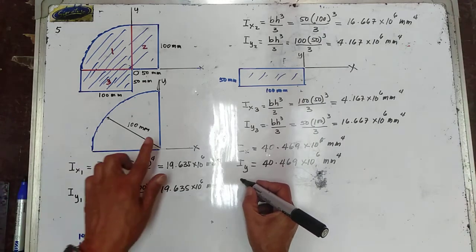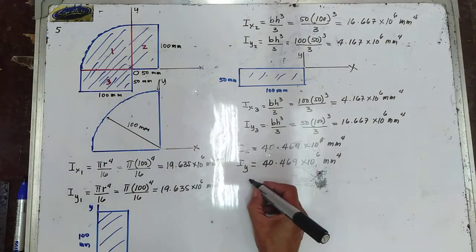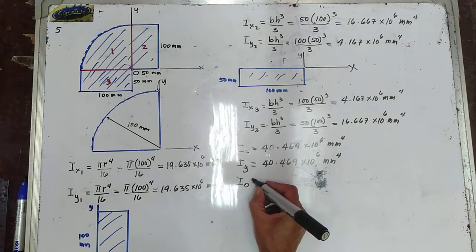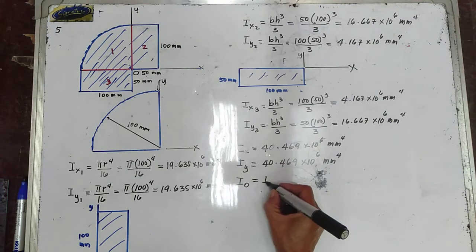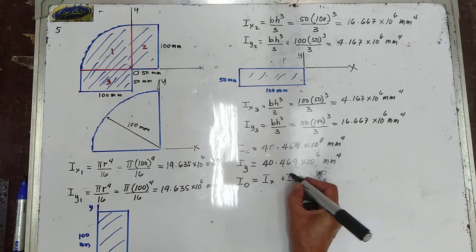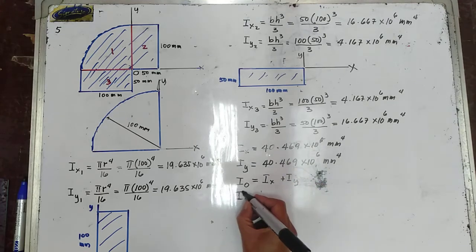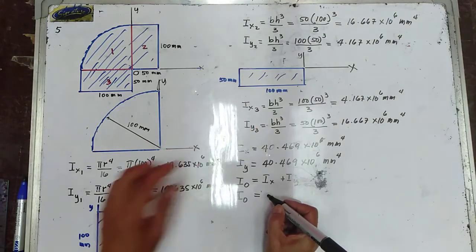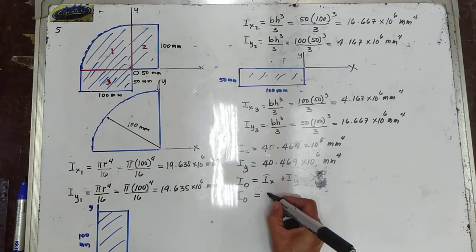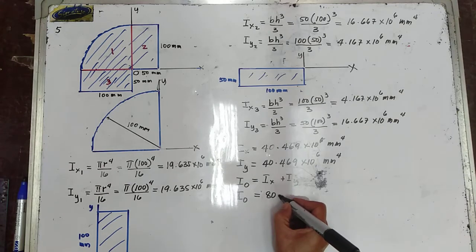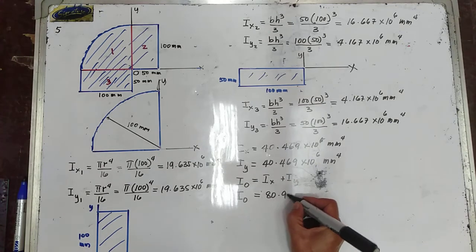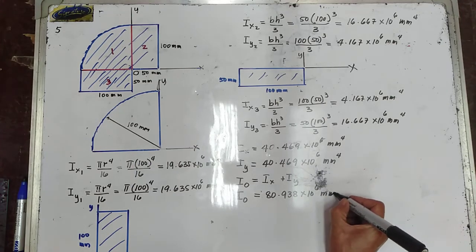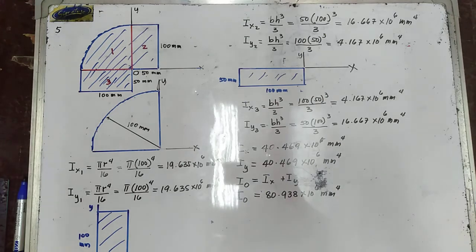Hence, the polar moment of inertia with respect to point O is equal to Ix plus Iy. So the moment of inertia is Ix 40.469 plus Iy 40.469, or that is equal to 80.938 times 10 to the 6 millimeter to the 4th.